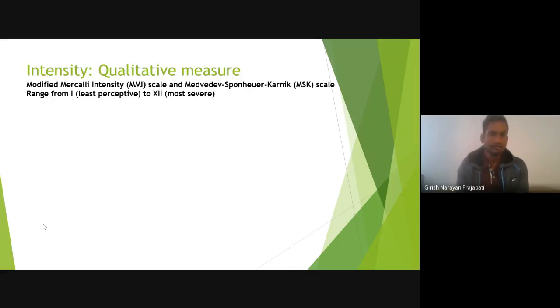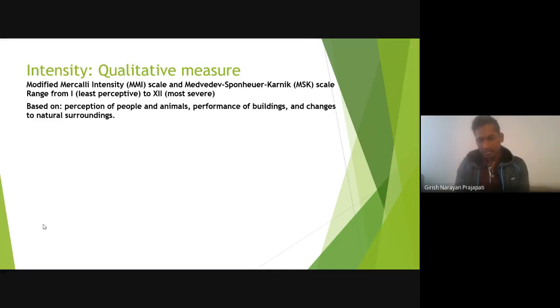There is not a lot of difference, and both range from Roman numeral 1 to Roman numeral 12, where 1 is the least perceptible, like you don't experience it at all, and 12 is the most severe. Generally our intensity is based on the perception of people and animals, like what is the loss of life, how you have felt the earthquake.